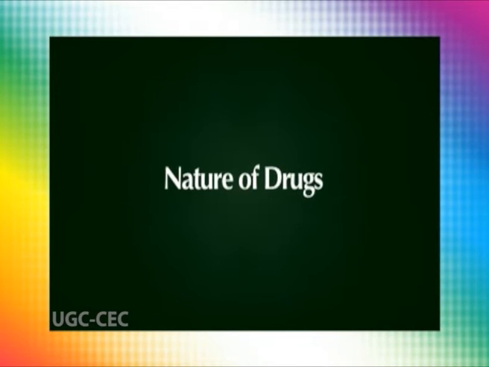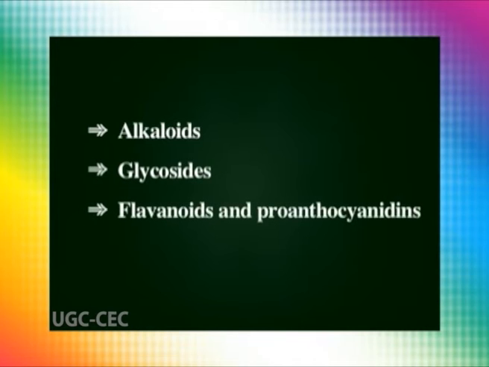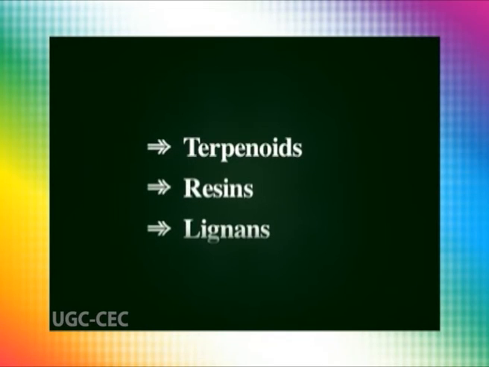Let's discuss now the nature of these drugs. Based on the nature of their chemical groups, drugs can be classed into various groups: alkaloids, glycosides, flavonoids and proanthocyanidins, tannins, terpenoids, resins, and lignans.